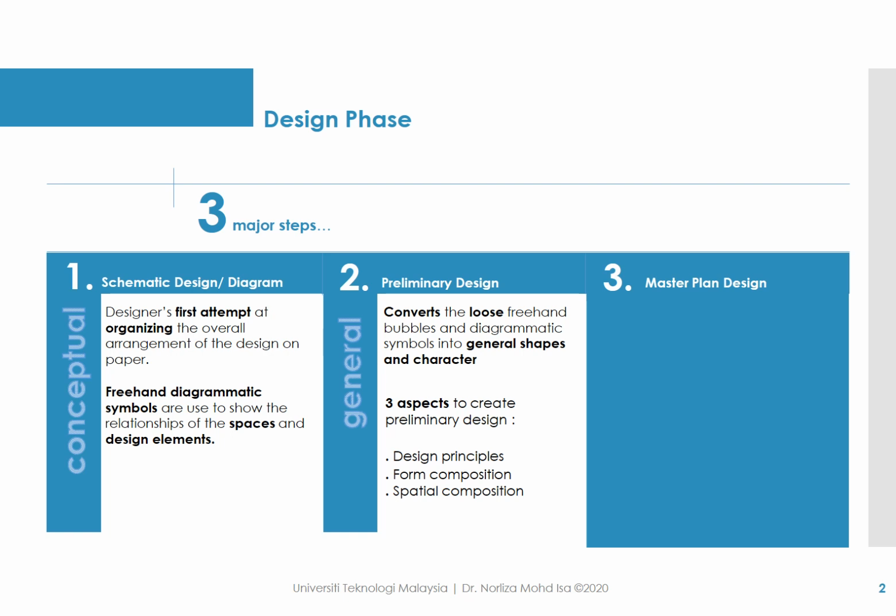The preliminary design is a process where the designer converts the loose freehand bubble diagram and diagrammatic symbols into general shapes and characters. There are 3 aspects to create in the preliminary design process. The first aspect is the design principle. The second aspect, form composition. And third, the spatial composition.